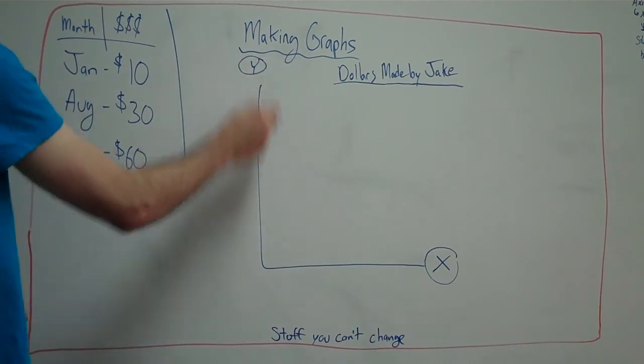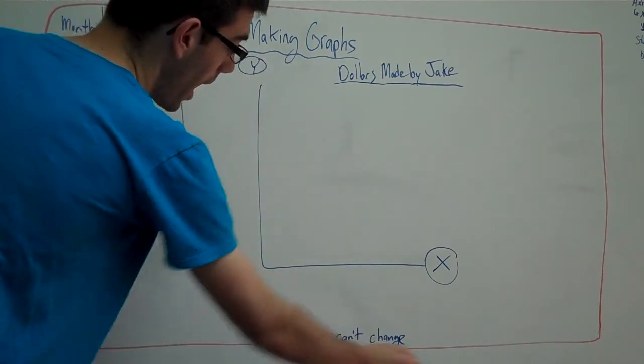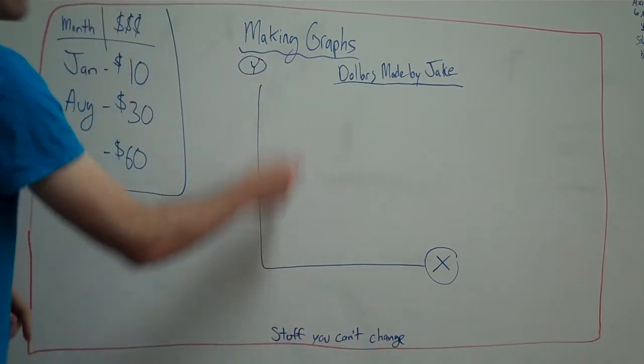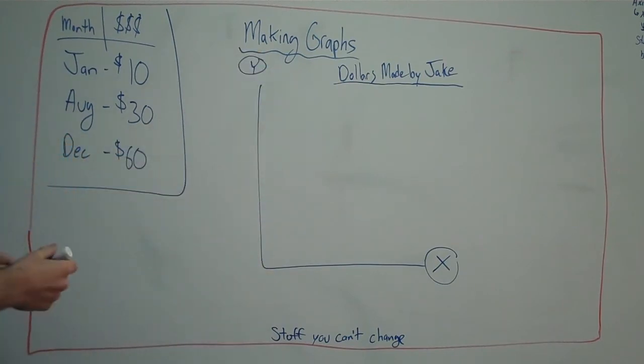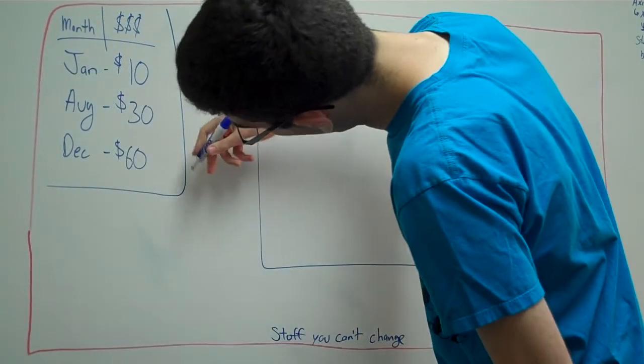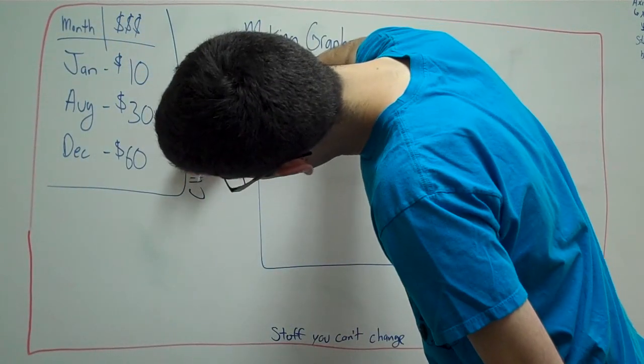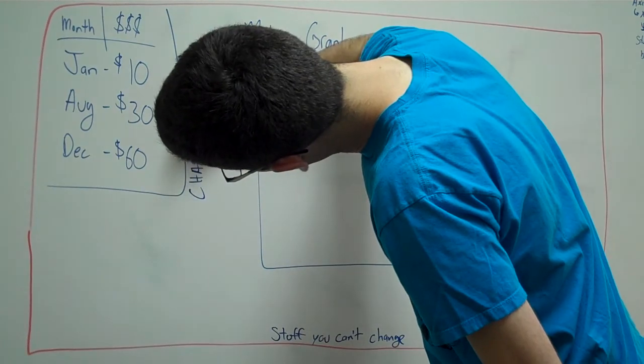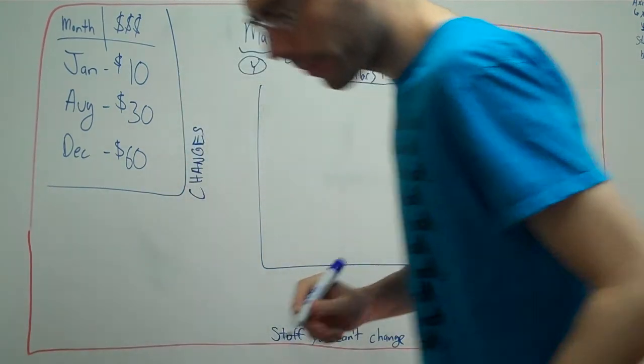What do you think goes on the y-axis? If the x is stuff you can't change, what goes on the y-axis? Changes.